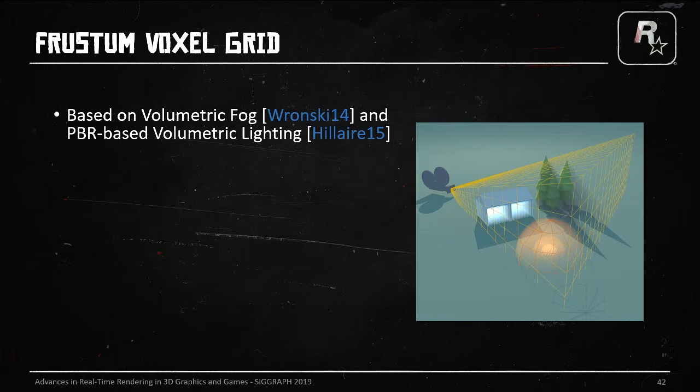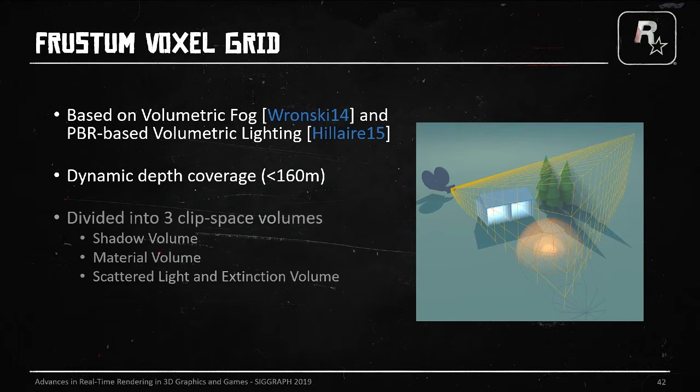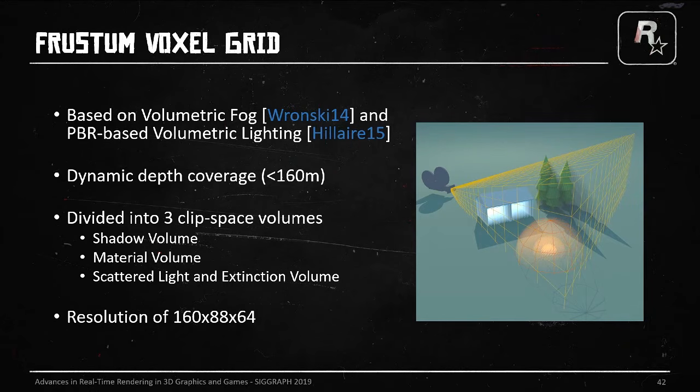So let's have another look at how we organize the sample positions. So for the near distance, we have the froxel grid. And the depth coverage of this grid is usually at around 160 meters, but it is possible to reduce that distance for interiors so that the artists can control the sample frequency in high density areas. We divide the volume into 3 clip space volumes. We have the shadow volume, material volume, as well as the scattered light and extinction volume. And the resolution of all of these volumes is 160x90x64.